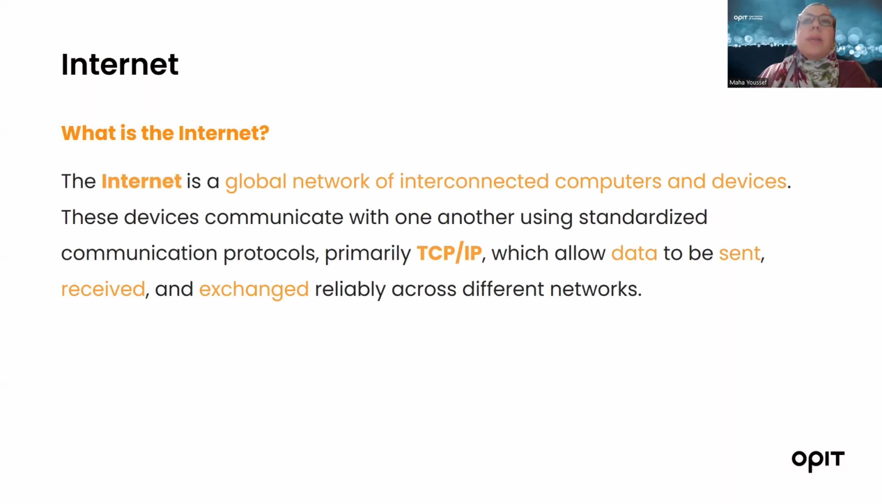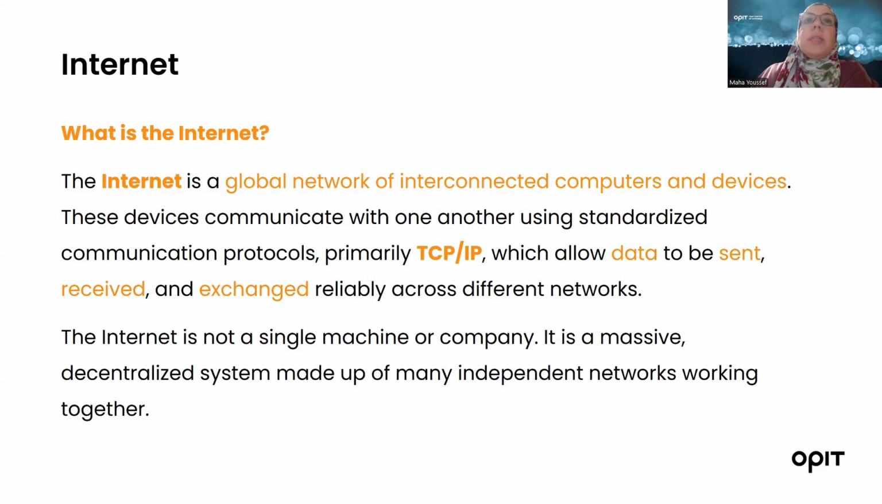So what is the internet? As we already explained in the last few modules, this is a global network of interconnected computers and devices, possibly millions of them. These devices communicate with one another using protocols like TCP and IP, which allow data to be sent, received, and exchanged reliably. The internet is not a single machine that everyone communicates with. It is a massive decentralized system made up of many independent networks.